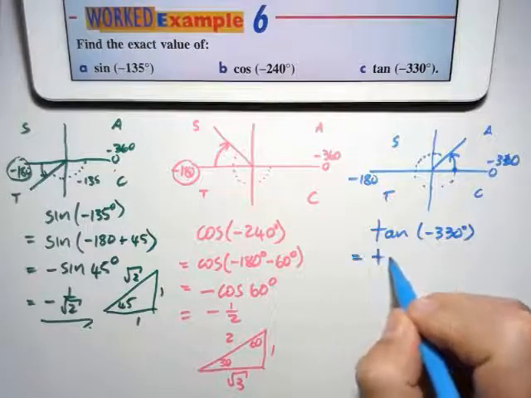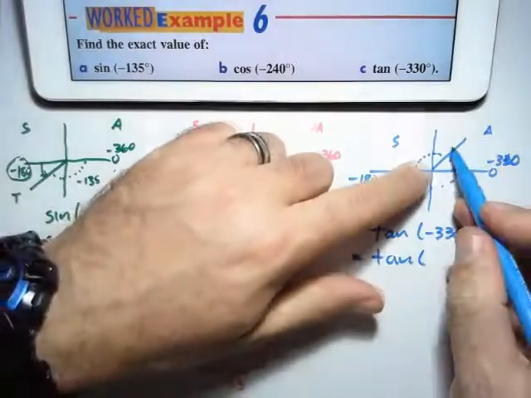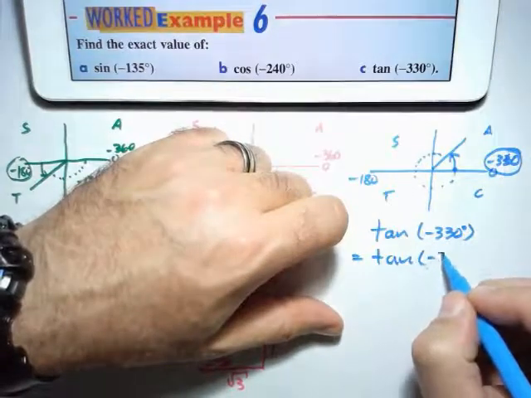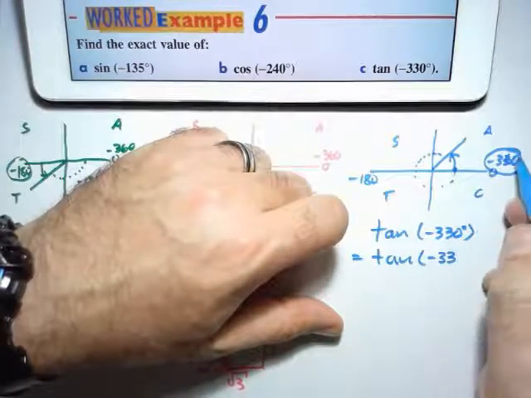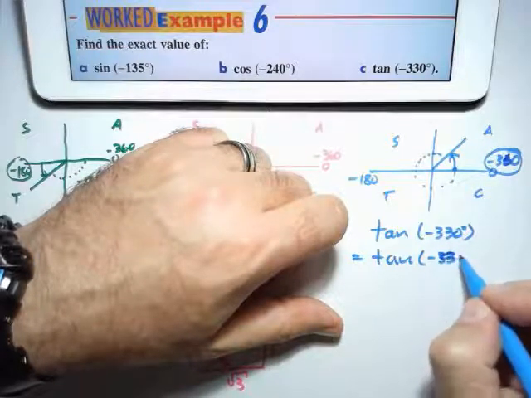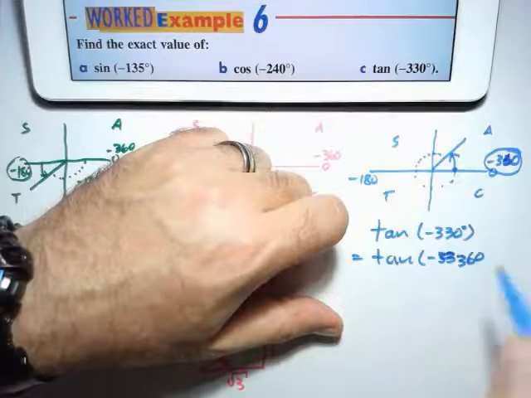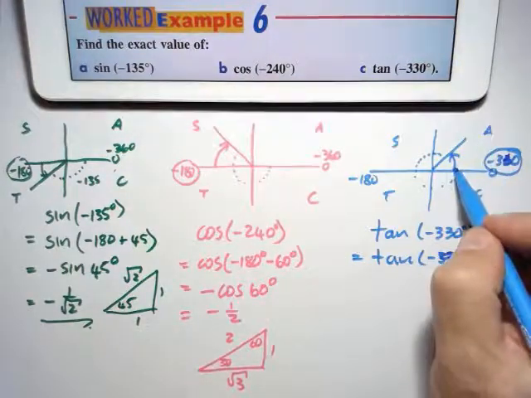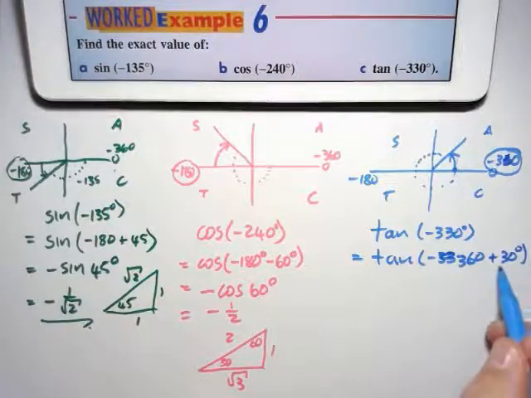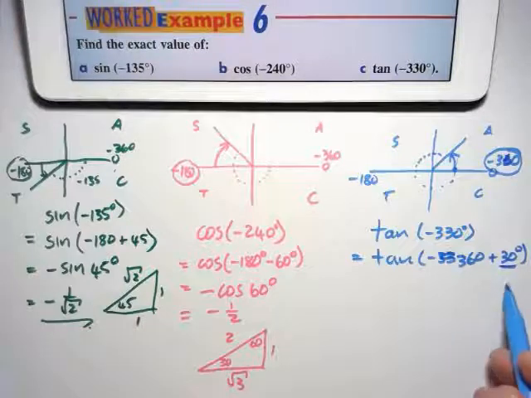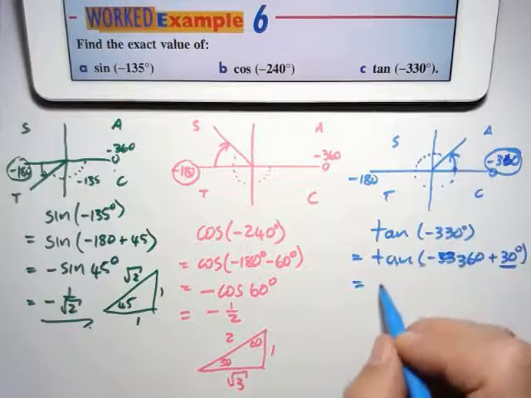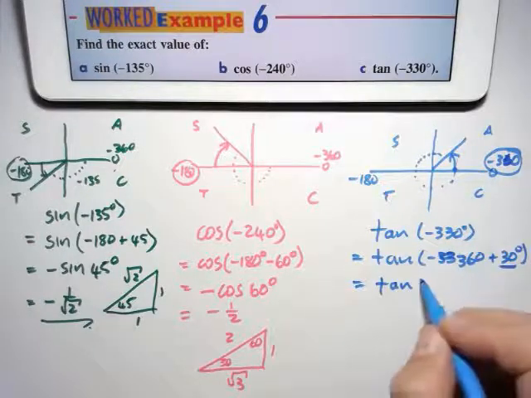is equal to the tan of, and how do I get to that line for my x-axis? I start at negative 360, and I'm going in a positive direction, so I add 30 degrees. Now I know that my reference angle is 30. So this equals tan, and in my first quadrant tan is positive, so it's the positive tan of 30 degrees.